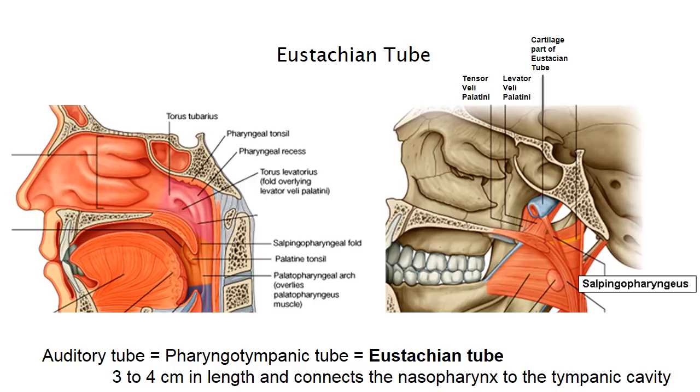The eustachian tube is really responsible for equalizing the pressure of the external ear and the pressure within the middle ear. This tube is about 3 to 4 centimeters in length. It extends posteriorly, laterally, and superiorly.